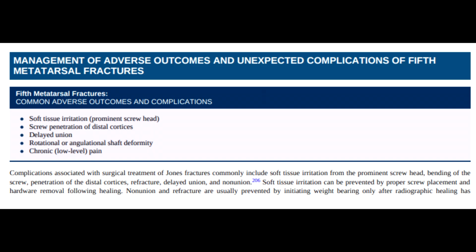The table on common adverse outcomes and complications lists the main issues: soft tissue irritation from a prominent screw head, penetration of the screw into the distal cortices, delayed union or non-union, rotational or angular shaft deformity, and chronic low-level pain. Soft tissue irritation could usually be prevented by countersinking the screw head appropriately and considering hardware removal once healing is confirmed. Delayed union, non-union, and refracture are most often related to improper biology of the fracture, so the remedy is performing a meticulous debridement, using bone graft when indicated, and delaying full weight bearing until there is clear radiographic evidence of union.